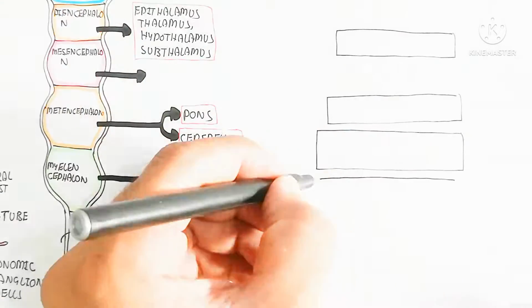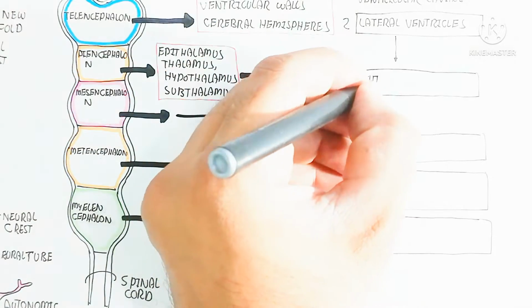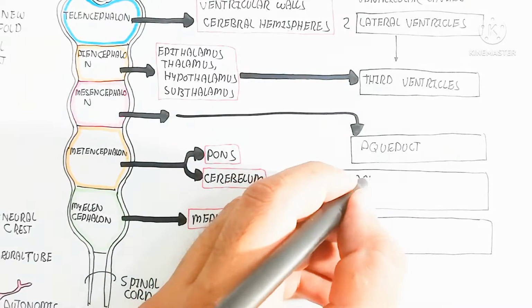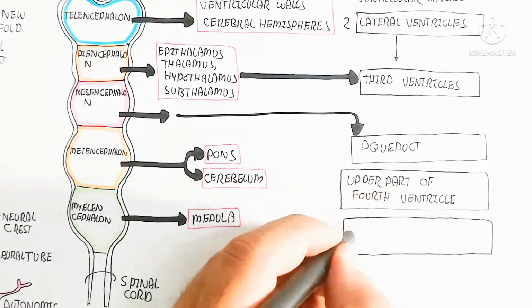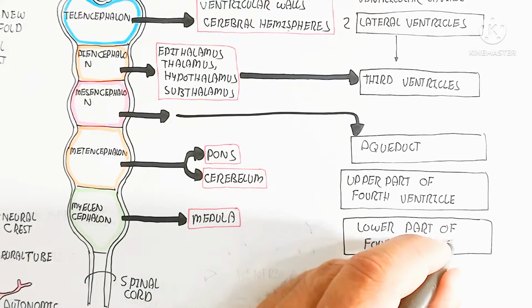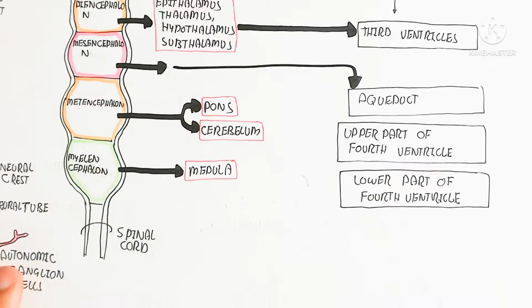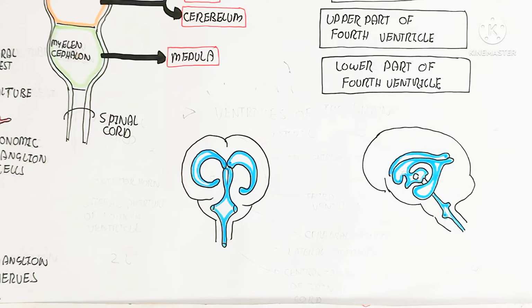First of all, we need to understand the ventricular cavities. The two lateral ventricles will develop, the diencephalon will develop the third ventricle, and the mesencephalon will develop the aqueduct, and the upper part of the fourth ventricle and the lower part of the fourth ventricle. So let's begin to understand the ventricles of the brain. That is very important. You need to understand this in the adult.